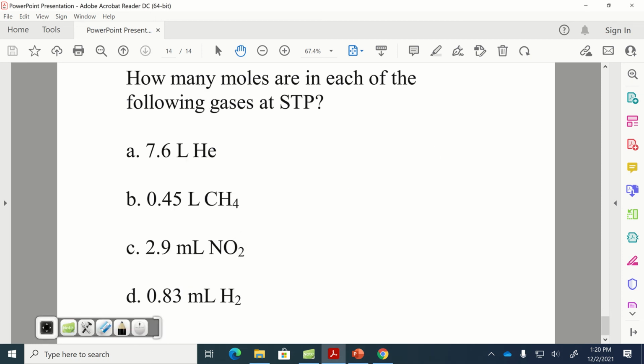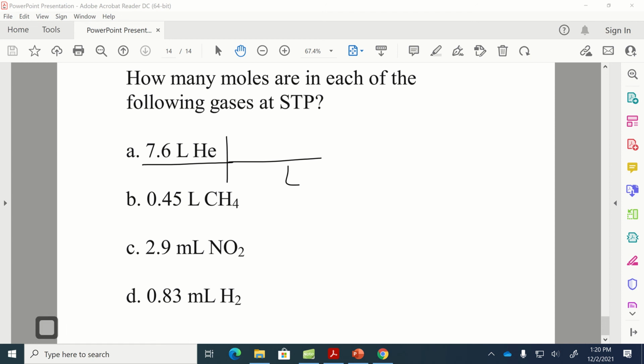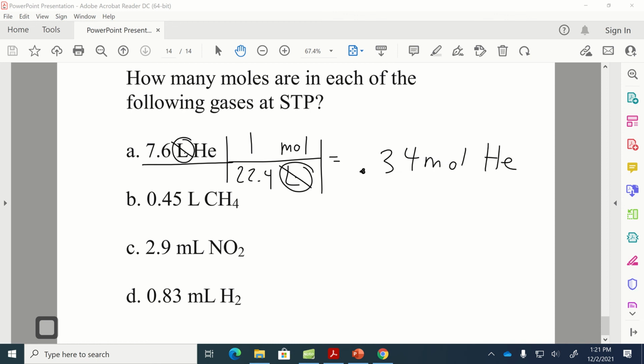If I go backwards, 7.6 liters of helium. This just means liters is now on the bottom because that's what I'm coming from. Moles is what I'm going to. 1 mole, 22.4. Maybe I'm going too fast on some of these. One of the things a lot of people like to do is if you have a unit up top and a unit on the bottom, you can cross them out. So that's why in the end all I have left is moles. So 7.6 divided by 22.4 is 0.34 moles of helium.